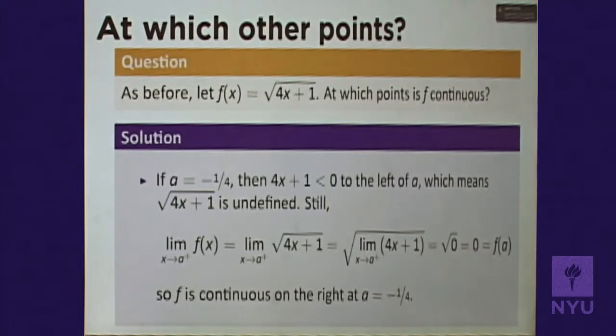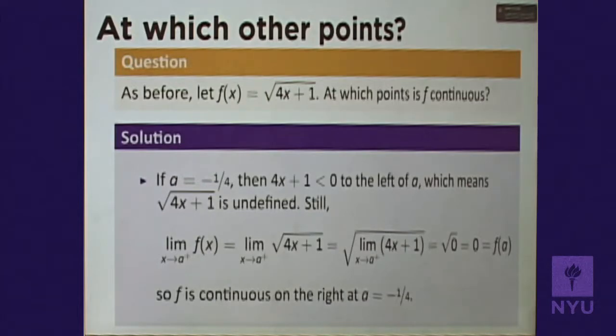So we can't say that the function is continuous at negative 1/4 because we cannot take the limit as x goes to negative 1/4 of f of x. That's not quite the end of the story, though, because we can take the limit from the right. From the right, 4x plus 1 is positive, the square root exists, and because of all of our limit laws, the limit from the right as x goes to negative 1/4 is equal to the value at negative 1/4.